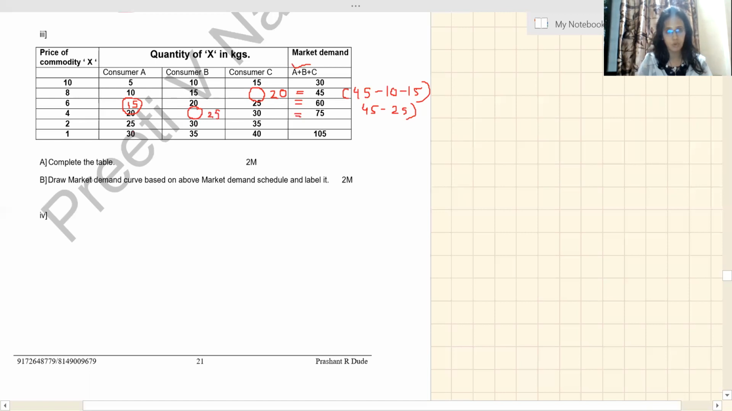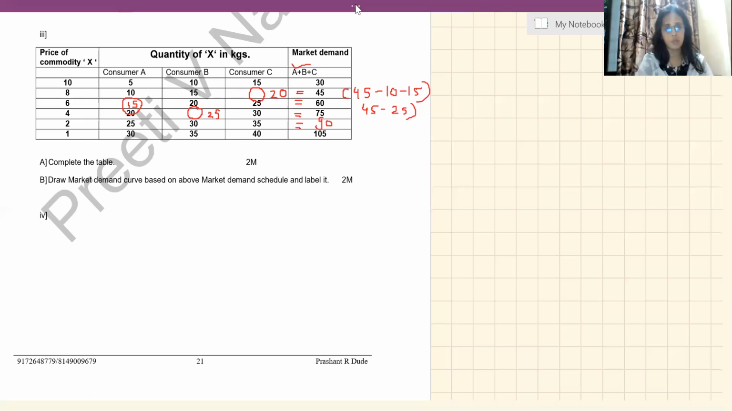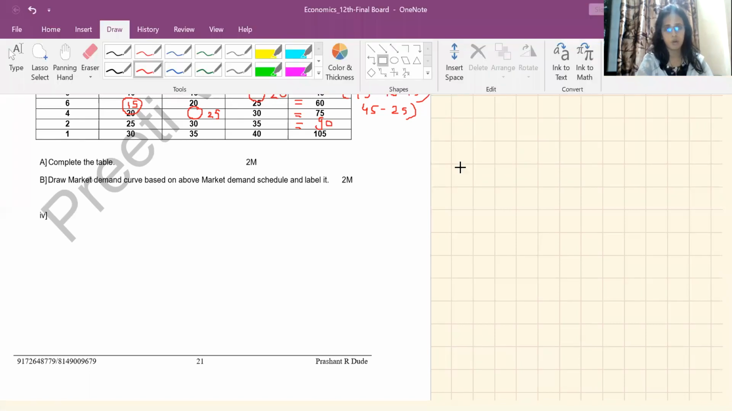25. 25, 30. In the exam you will have to draw the table. You cannot directly write the missing figures. Okay, then simply take A plus B plus C, that is nothing but 90. With this we have finished the table. Now complete the table. 2 marks, 4 fill in the blanks, so half a mark each. Next, draw the market demand curve.